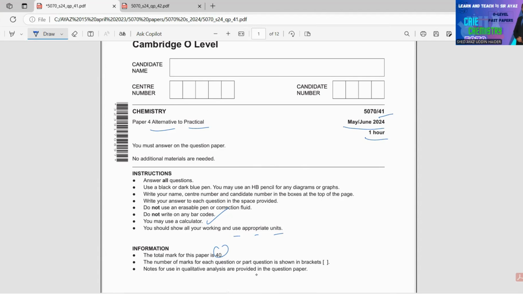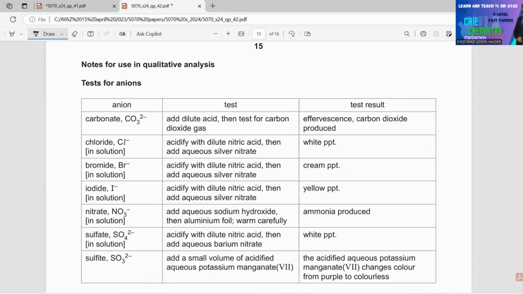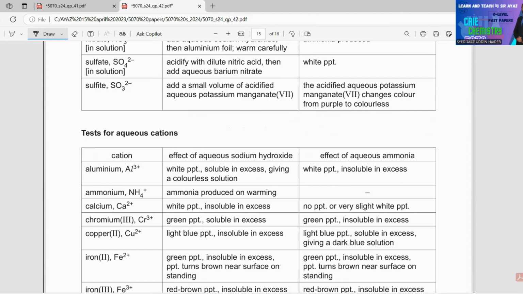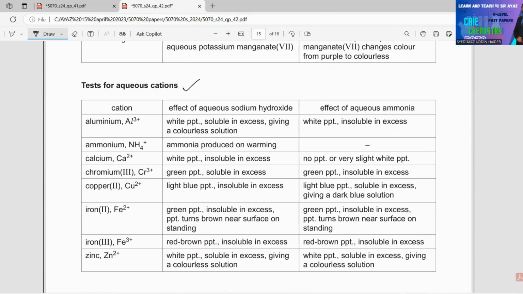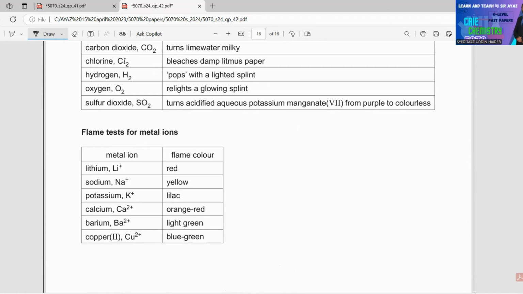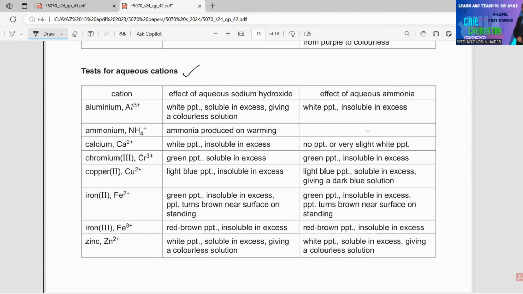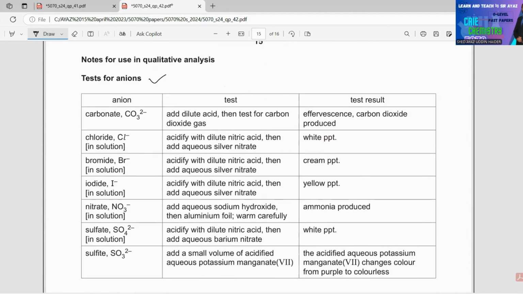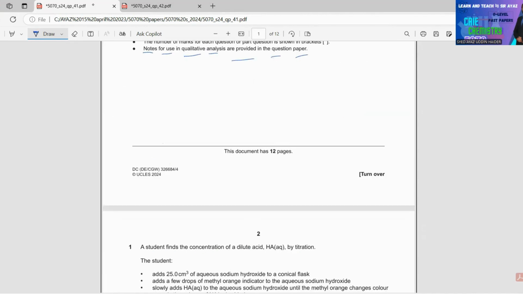You should know that you have to learn the first 20 elements. Notes for use in qualitative analysis are provided in the question paper, just like that. You have test for anions, test for cations, test for gases. Last but not least, flame test for metal ions. These will help you in answering qualitative analysis questions. So let's start the paper.